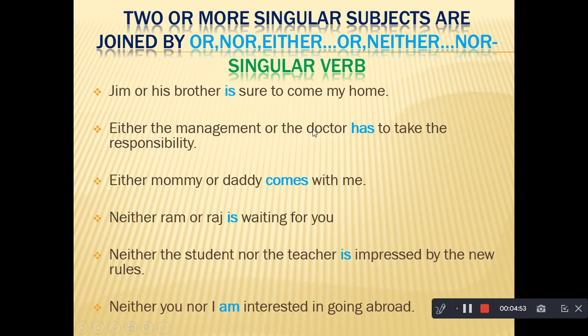Here the management, the doctor: both singular subjects connected by either...or. So use the singular form of the auxiliary or maybe a verb based on the tense. Here in the third sentence, mummy and daddy, both singular subjects connected by either...or. So use the singular form of the verb "comes". Here Ram and Raj, both singular subjects connected by neither...nor. So we use the singular form of the auxiliary "is".